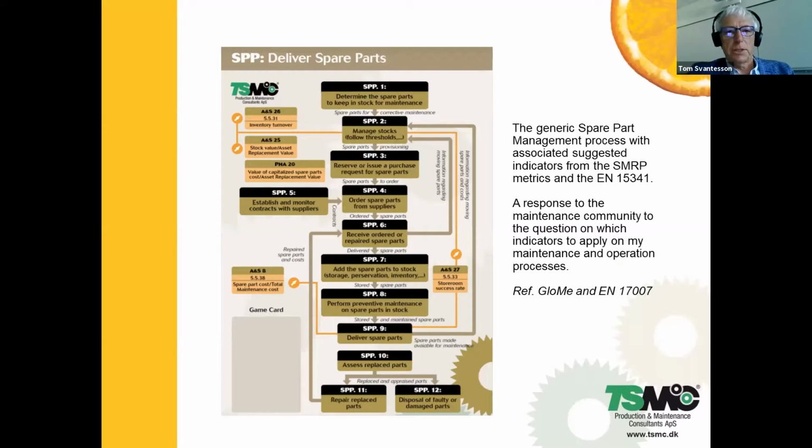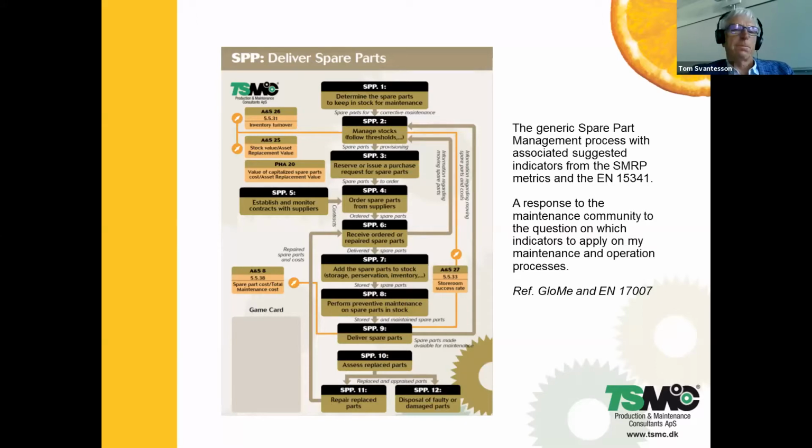We need to determine what spare parts should be in stock in SPP1, and in SPP9 we are supposed to deliver spare parts for the maintenance business, and then we have to reorder, and we have to put the reordered parts on stock. This process would be quite similar to the entire process each of the delegates has in their organization. Not exactly like this, but we all have a process where we determine what should be in stock, we deliver spare parts, and we reorder spare parts.